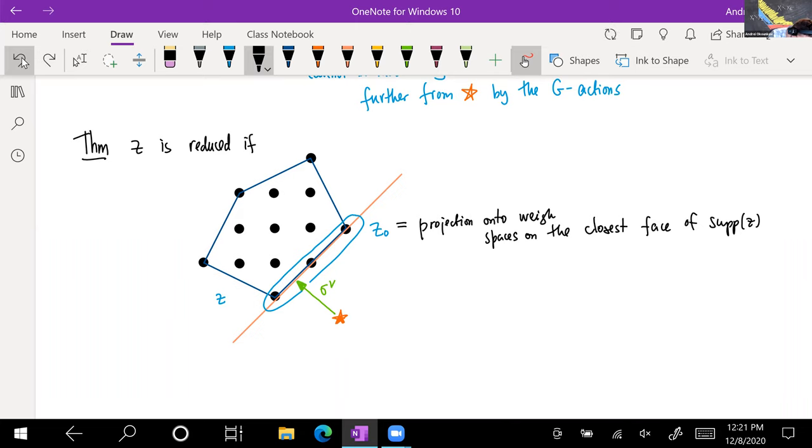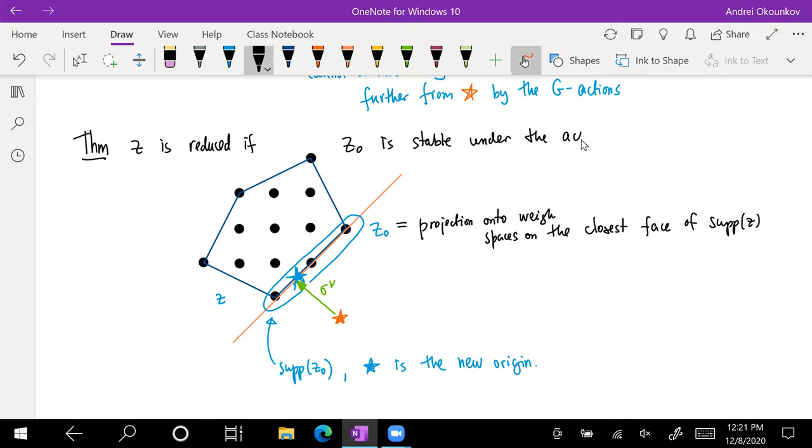Maybe I'll use a different color, blue. This is the new zero, the new origin, and this is the support of that zero. The theorem says that Z is reduced if Z zero is stable under the action of what acts there. What was Z again? Z is a point in a vector space, which we assume is embedded in P of V, some vector space.